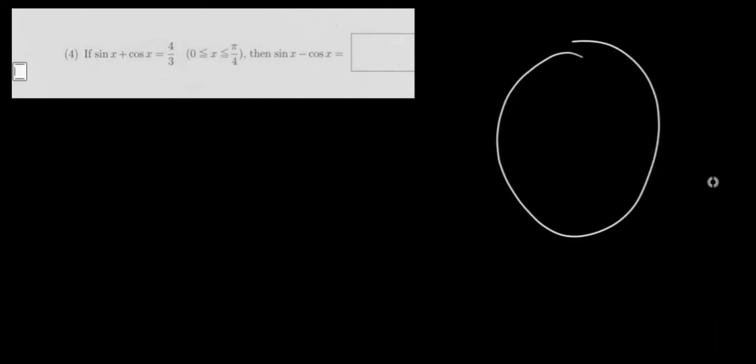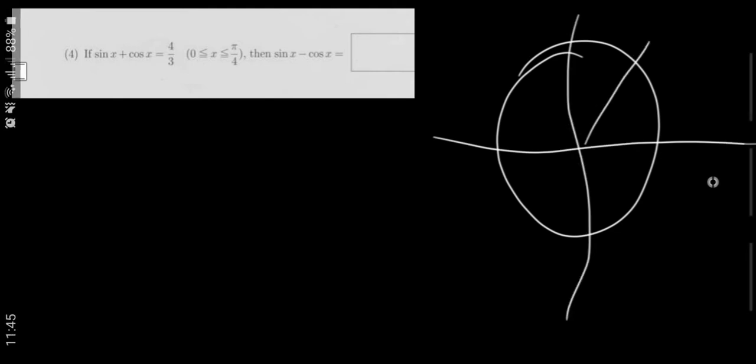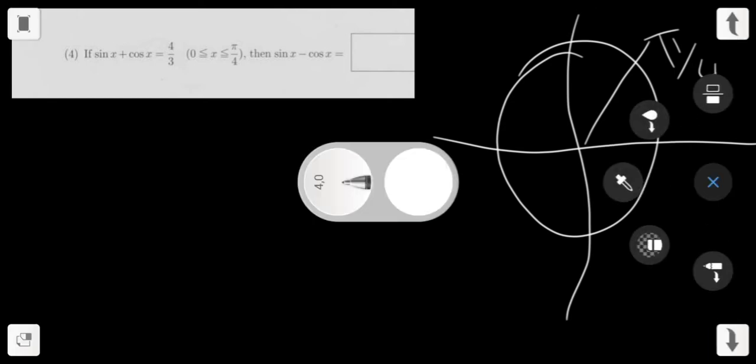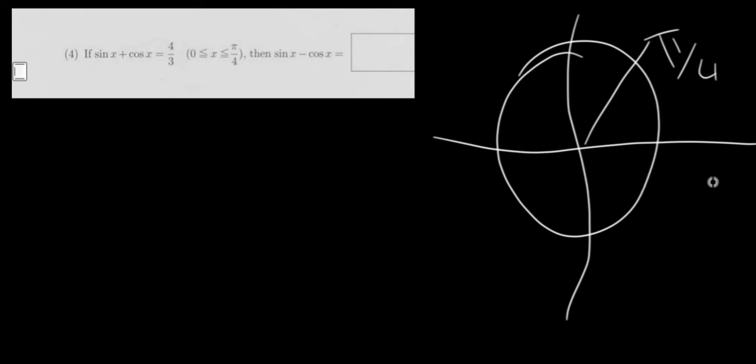In this question, he's asking you sine of x minus cosine of x. What is it equal to? He's giving you that sine of x plus cosine of x is equal to this thing, and the condition is that x is bigger than or equal to 0 and smaller than or equal to pi divided by 4. So what you need to know is that in your trigonometry circle, let's say that here is pi divided by 4. For every x smaller than pi divided by 4 and bigger than 0, in this part over here, your cosine of x will be bigger than your sine of x.